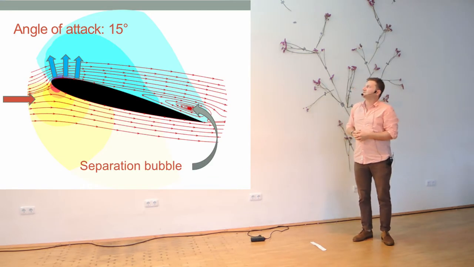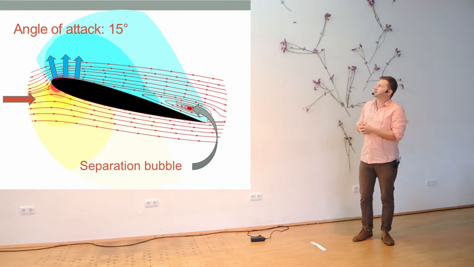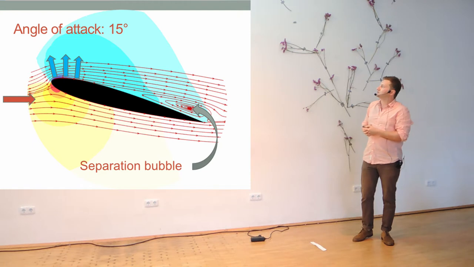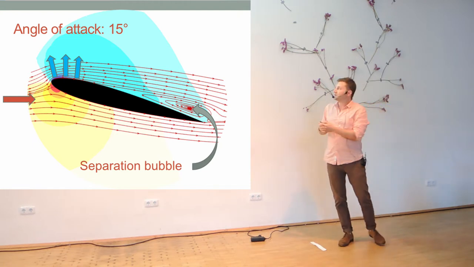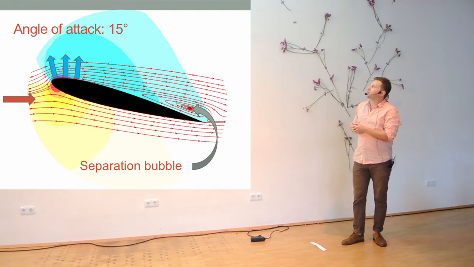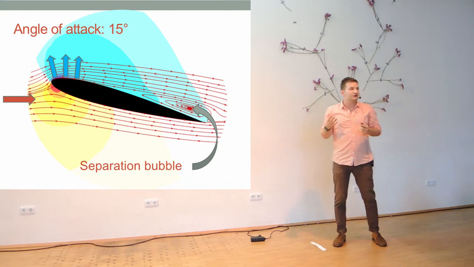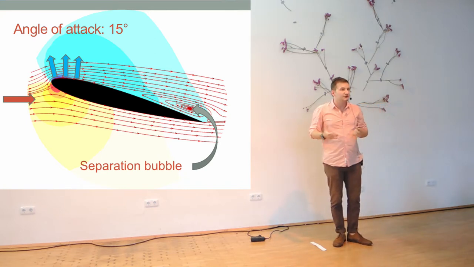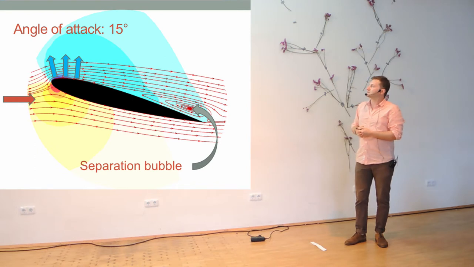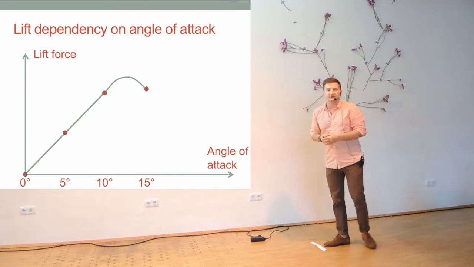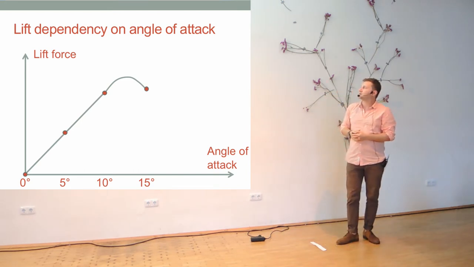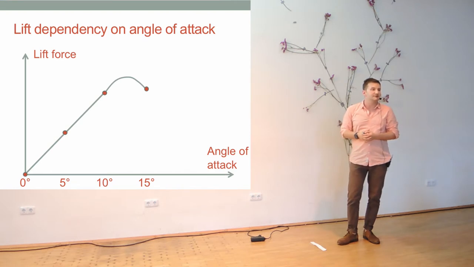Now we see some limit. Because the angle of attack is too high, the air can't follow the airfoil anymore at this side. So here appears some region, we call it separation bubble. Here the air is just recirculating over and over again, and this bubble disturbs the whole flow over the airfoil, and our lift is getting lower, unfortunately. So let's look into our graph. Another data point, and now the lift is getting lower.